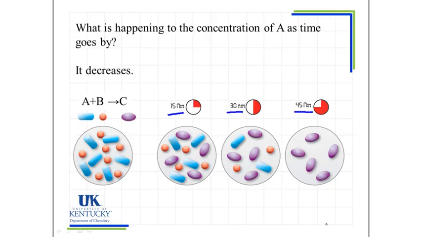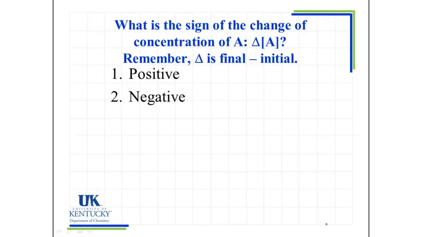Well, it is certainly decreasing as time goes by. We're using it up. Now we want to be able to monitor that and define the rate of the reaction by monitoring that. So let's think about the change in its concentration. Would the change in concentration be positive or negative? Now remember, a change, which is represented with delta, is always final minus initial. So if you think about how much you have at the end versus how much you have at the beginning, would this be positive or would this be negative? Well, if you said it would be negative, you'd be correct.